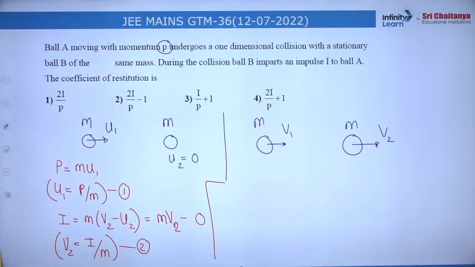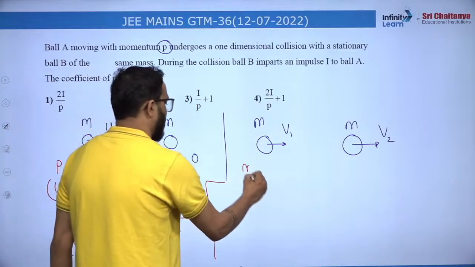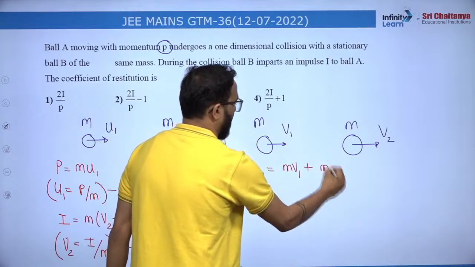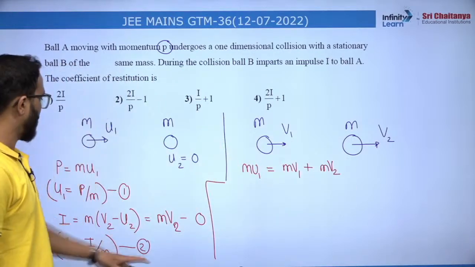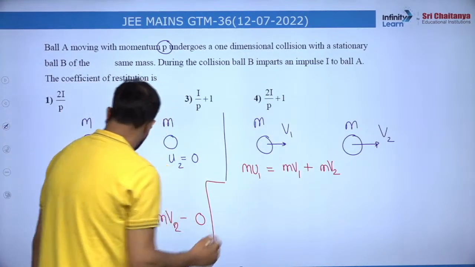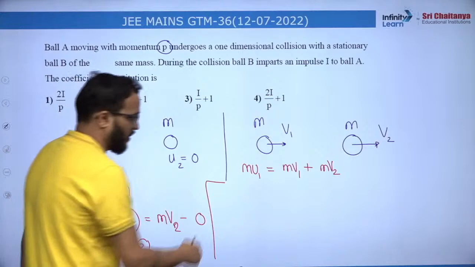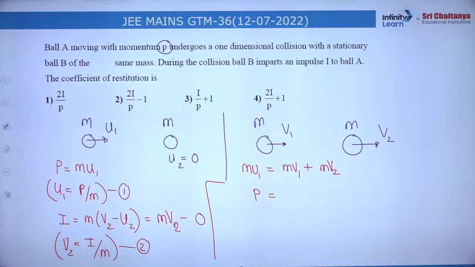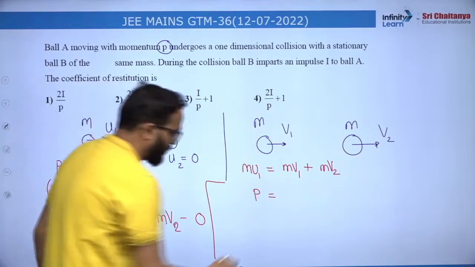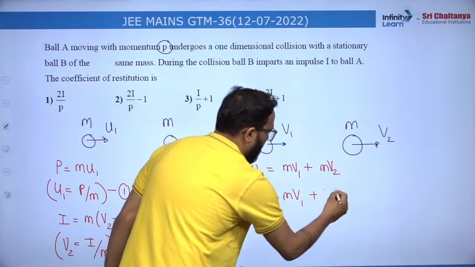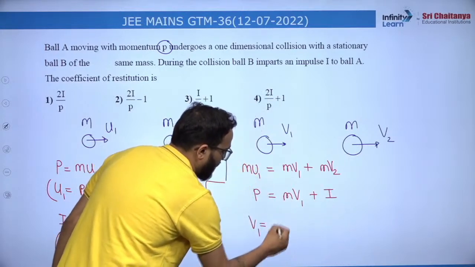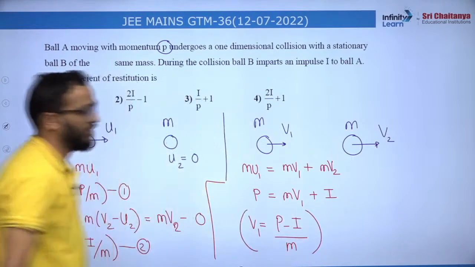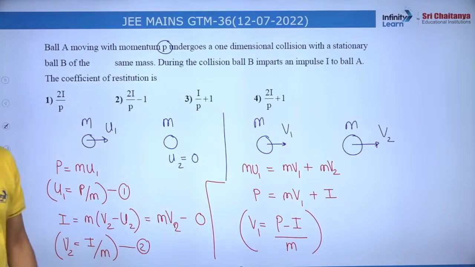Now let's conserve the momentum. So you will say m u1 is equal to m v1 plus m v2, right? So from here, what is u1? P by m. Okay, so m u1 is what? P. Now what is m v1? v1 we don't know. Okay, v2, so m v2 is I, so m v1 plus I. So from here you will say v1 is (P minus I) upon m. Did you understand? P minus I upon m. This is your v1.